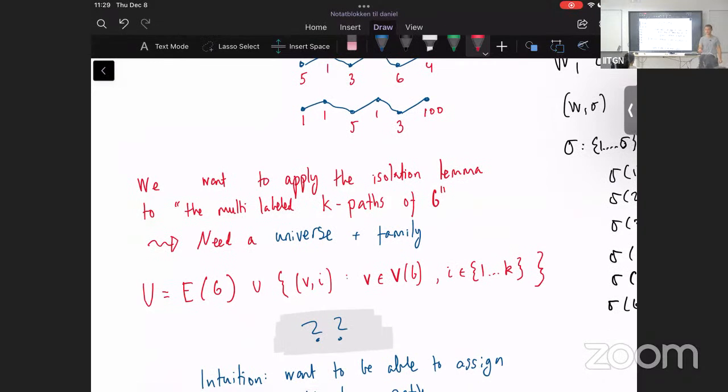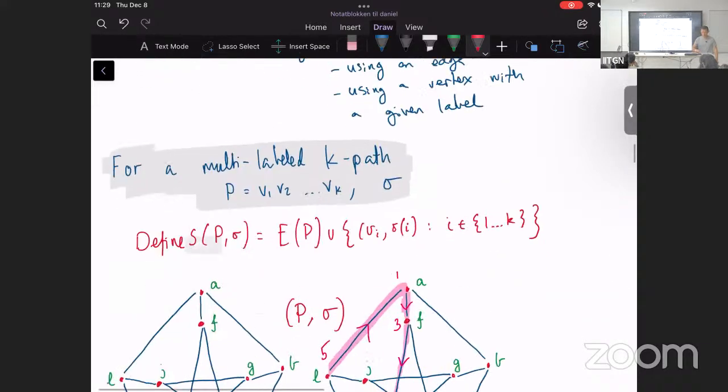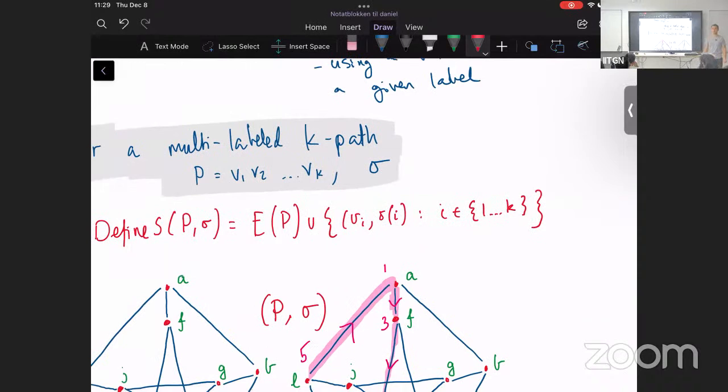Yes, and the size of U is just M, the number of edges in the graph, plus N times K. For every vertex label pair, we have an element. So M plus N times K is the size of the universe, and the size of every set corresponding to a labeled path or multi-labeled path is K minus 1 for the edges plus K for the vertices with labels. Right?